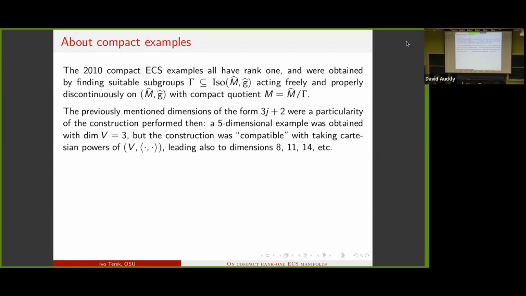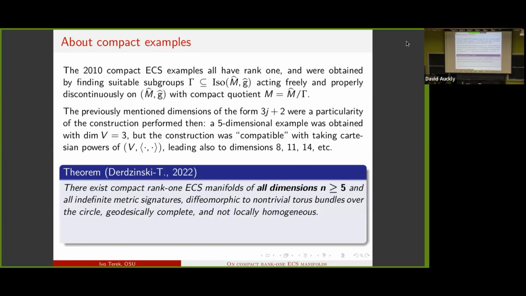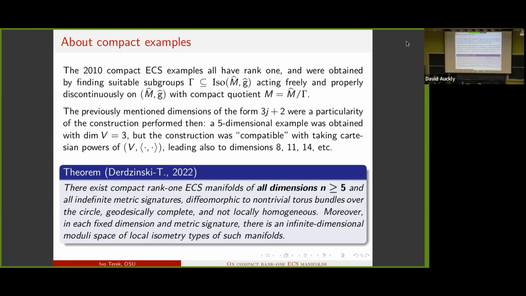But this particularity was just that. A miracle happens. Okay? You actually get compact ECS manifolds of all dimensions greater or equal to 5. And we'll say not only do you have some, you have a lot of them. You actually can find an infinite dimensional moduli space of local isometry types of compact rank 1 ECS manifolds. They all turn out to be geodesically complete. They cannot be locally homogeneous. Those examples are not. And as a matter of fact, we suspect that there are no locally homogeneous examples at all. But this is a topic for another day.